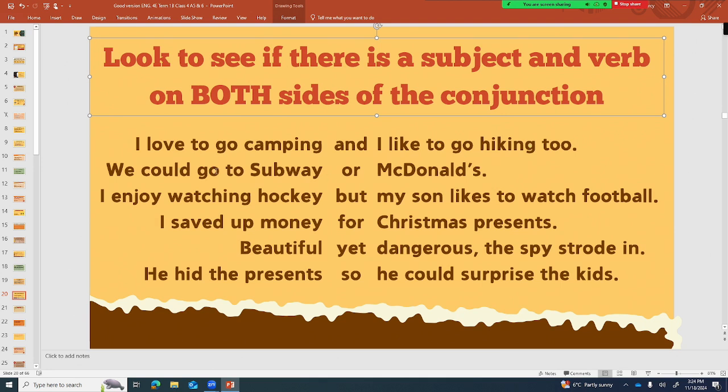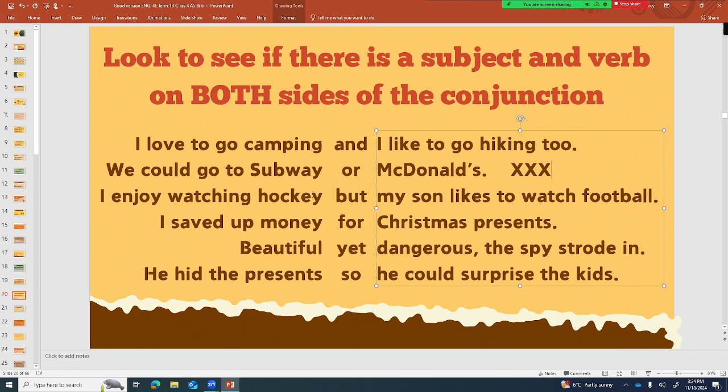We could go to Subway or McDonald's. All right, so on this side I've got we as my subject and could go as my verb. But on this side I don't have a subject and I don't even have a verb. I'm just telling you where we're going. So this would not be a compound sentence. I'm going to put a little X there. No, no, no, does not count.